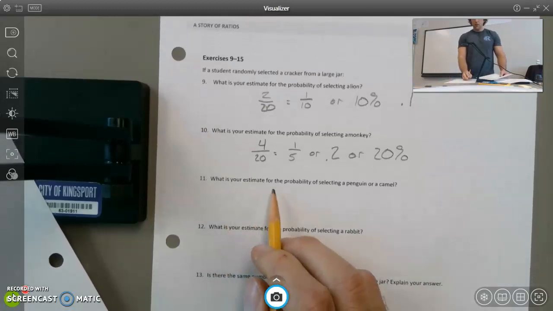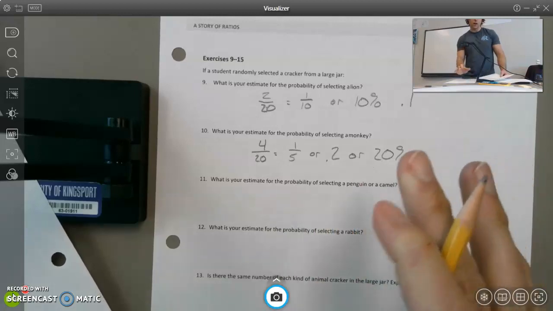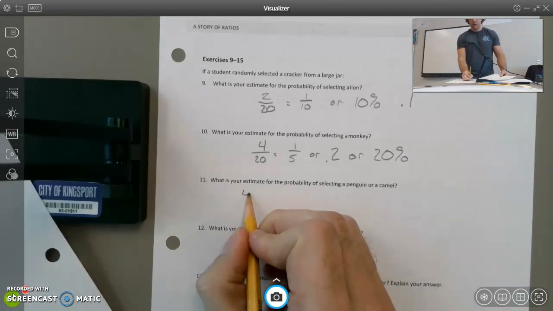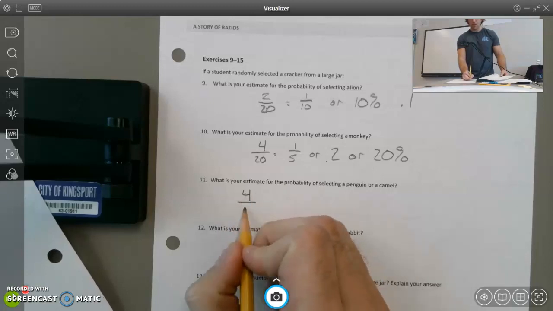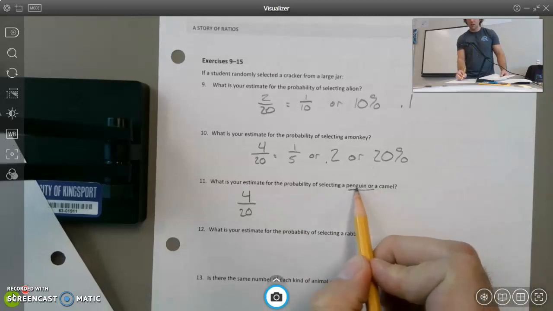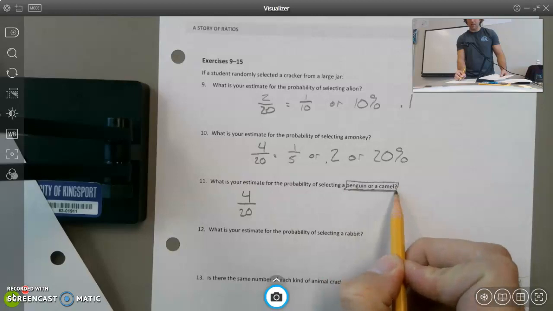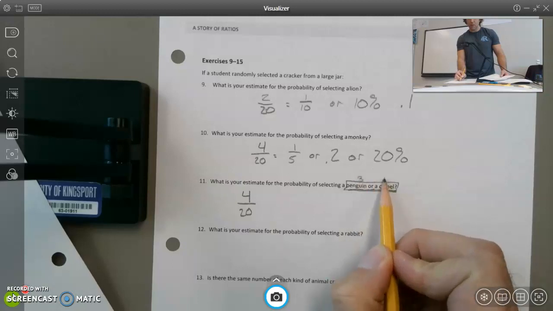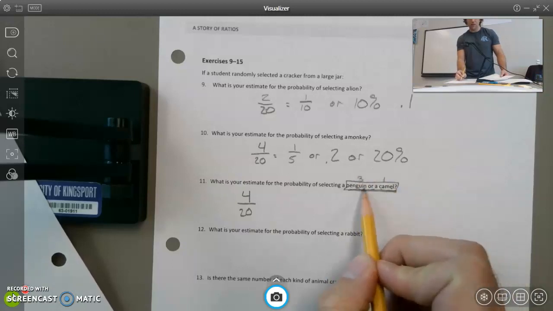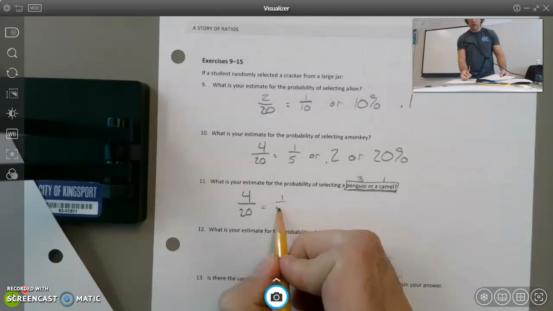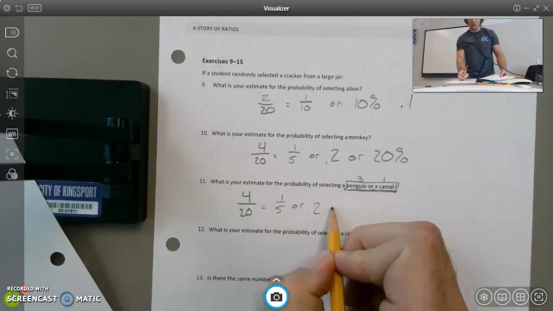What is your estimate for the probability of selecting a penguin or a camel? So either one. There were 3 penguins and 1 camel, so penguin or camel. 4 of the crackers were either a penguin or a camel out of 20. Are you catching what I'm saying here? Or means both of these would be an acceptable outcome. Either one of those, either or, is an acceptable outcome. We had 3 penguins and 1 camel, so the chances of picking one of these, it happened 4 times. So again, that's 1/5, or 2/10, or 20%.